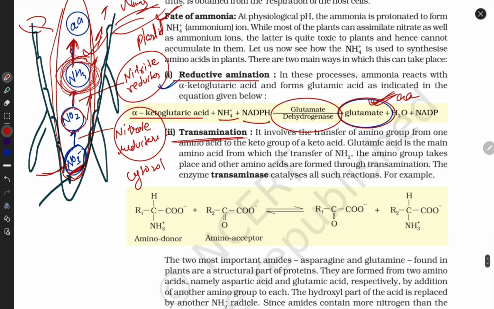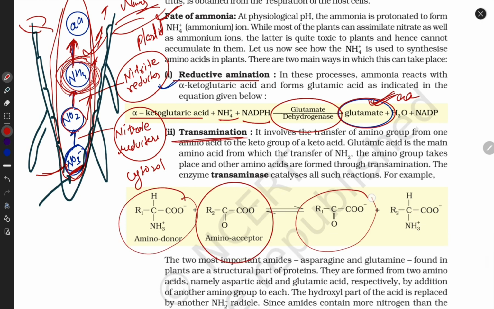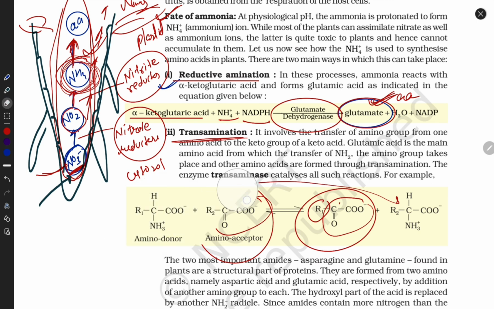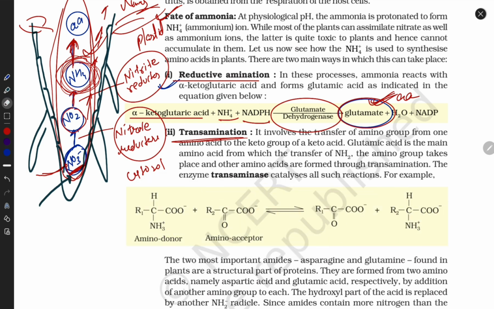Now transamination. This is the amino donor and this is the amino acceptor. Look here. This is the donor, guys, so it donates itself, and this is the acceptor. Again, I'm repeating. Look here. The R1 group is here. Clear? Now the whole structure of this amino donor switches towards this.